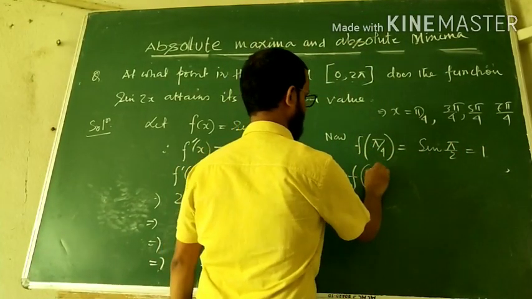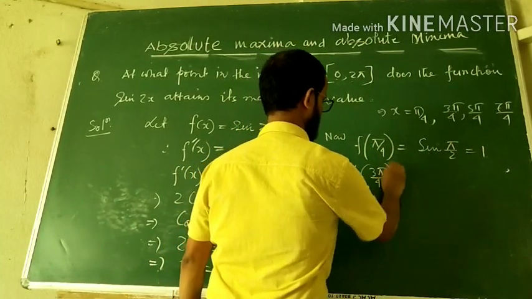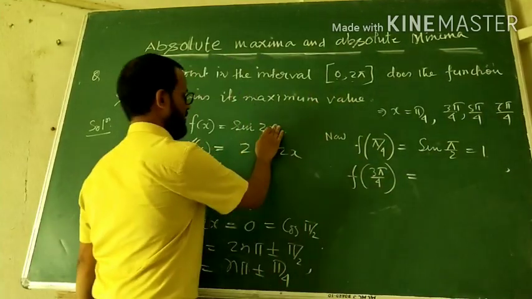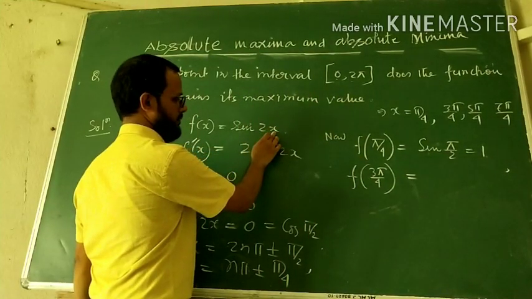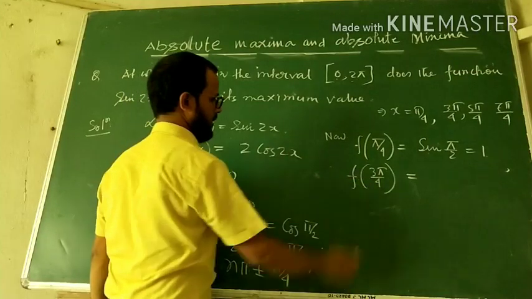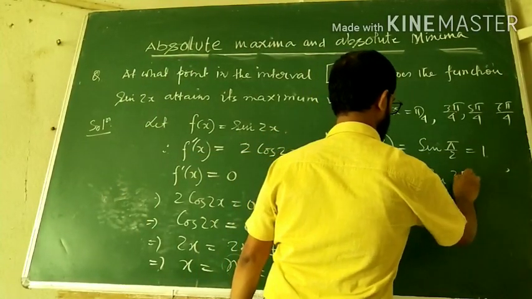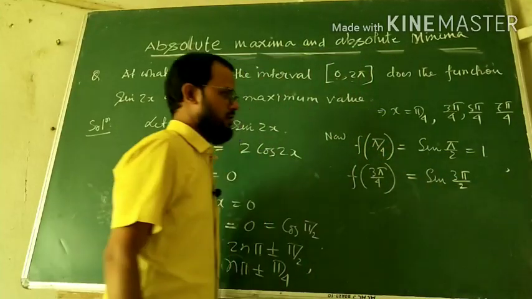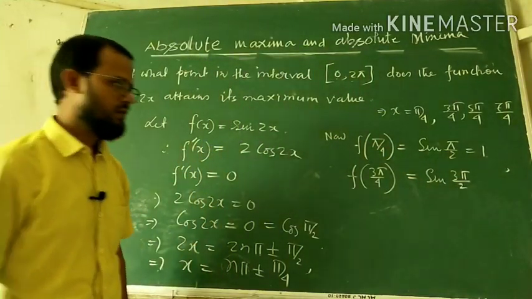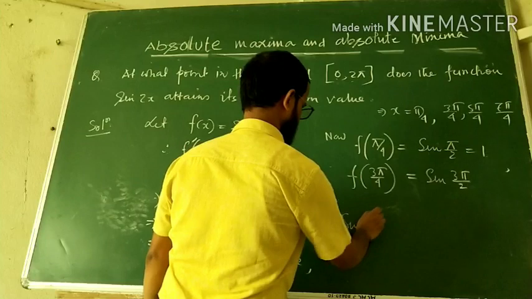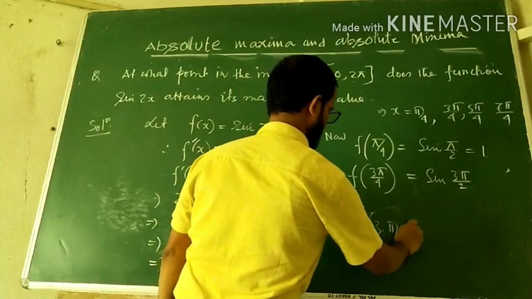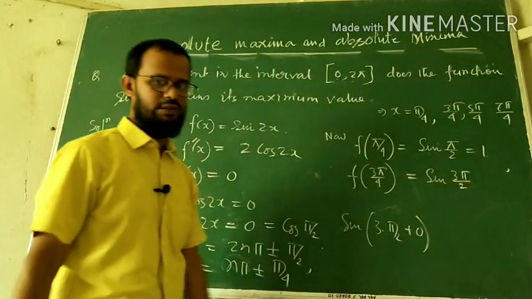Then f of 3 pi by 4. If you put 3 pi by 4 here, 2 into 3 pi by 4, the 2 cancels, so sin 3 pi by 2. What is the value of sin 3 pi by 2? It's very interesting. You can write sin 3 into pi by 2 plus 0, or you can write minus 0.